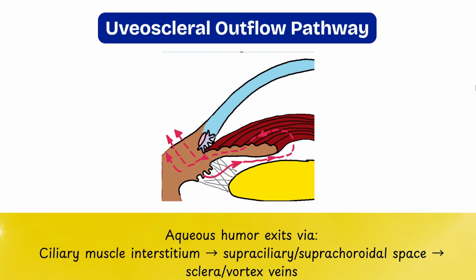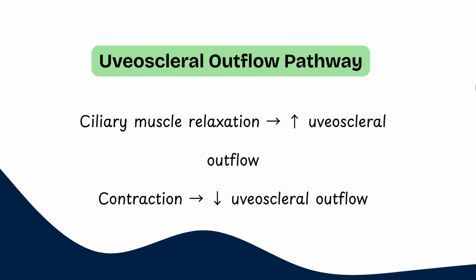So again, this is a summary of the uveoscleral outflow. You can see the aqueous humor exiting via the ciliary muscle interstitium, supraciliary space, and then into the sclera vortex veins, and finally into the cavernous sinus. Ultimately, everything drains into the cavernous sinus.